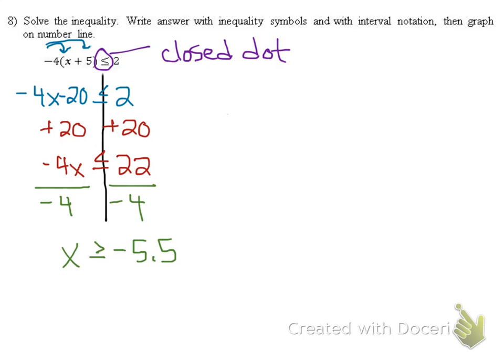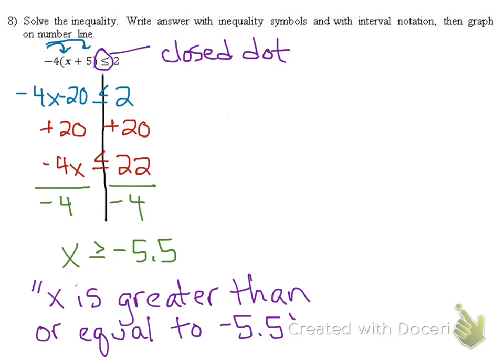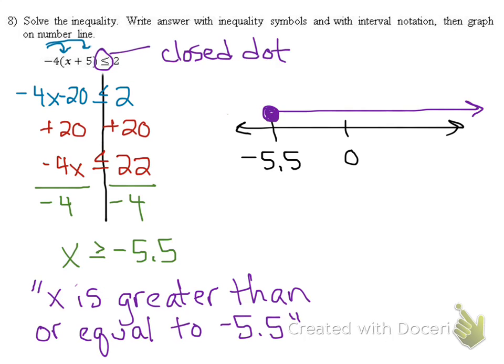Based on the symbol, I need to use a closed dot because there's a line under that inequality sign. It is possible for our solution to be equal to this number. And again, this reads x is greater than or equal to negative 5.5. And so on the number line, we'll draw a solid dot on negative 5.5 and then draw an arrow going to the right to show that x can be anything greater than negative 5.5.